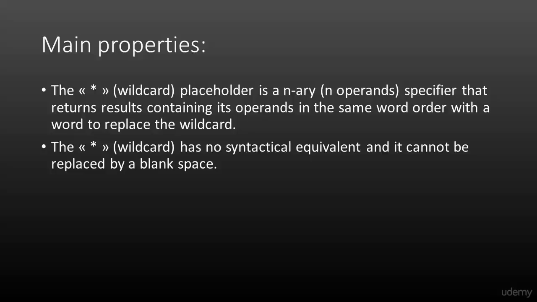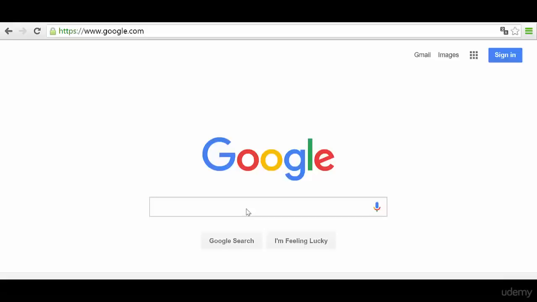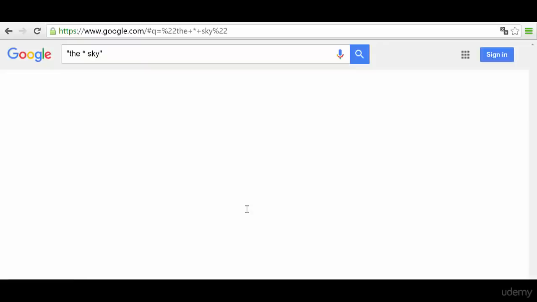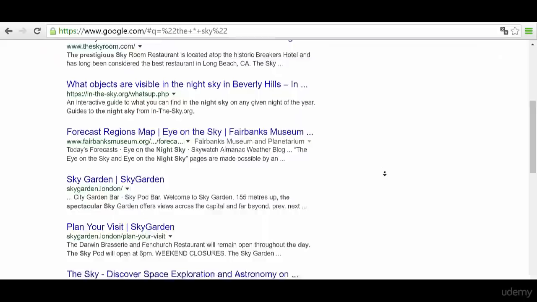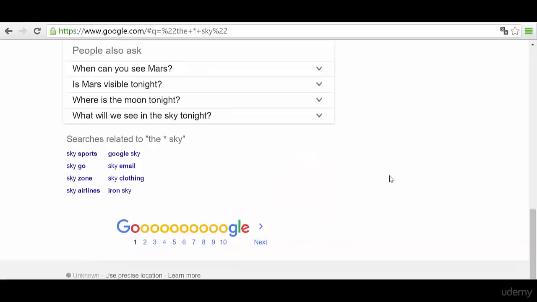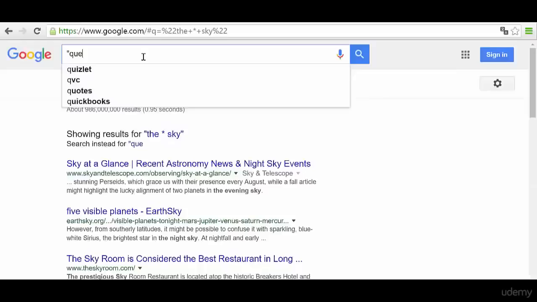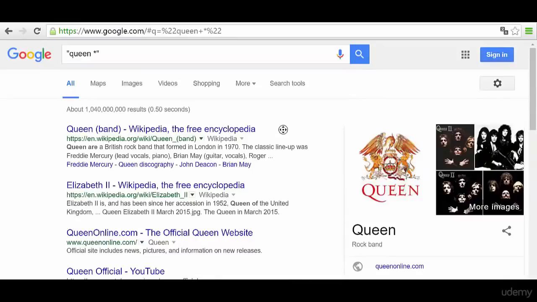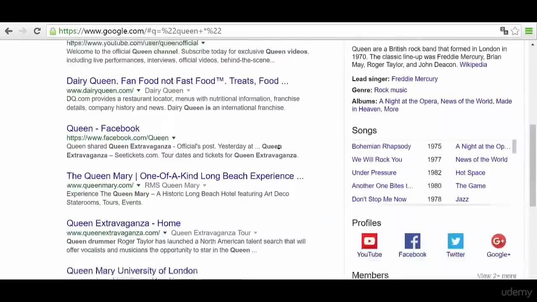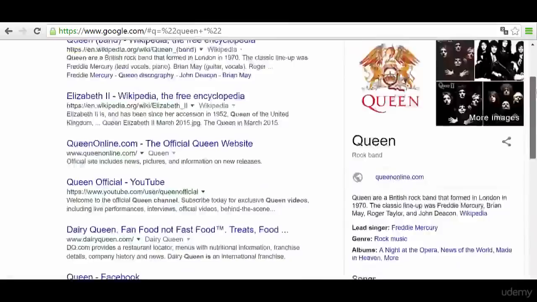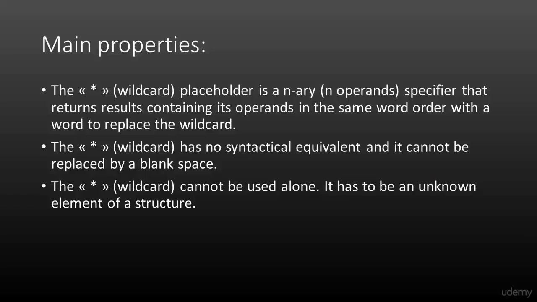The wildcard has no syntactical equivalent. If you use a blank space, it will just be considered as an AND operator. It won't tell Google that you want something instead of it. You cannot use a wildcard alone. Basically, you have to provide additional information so Google understands that you have some of the information but not all of it, and what you want is results that contain this information and some additional information that you didn't provide.